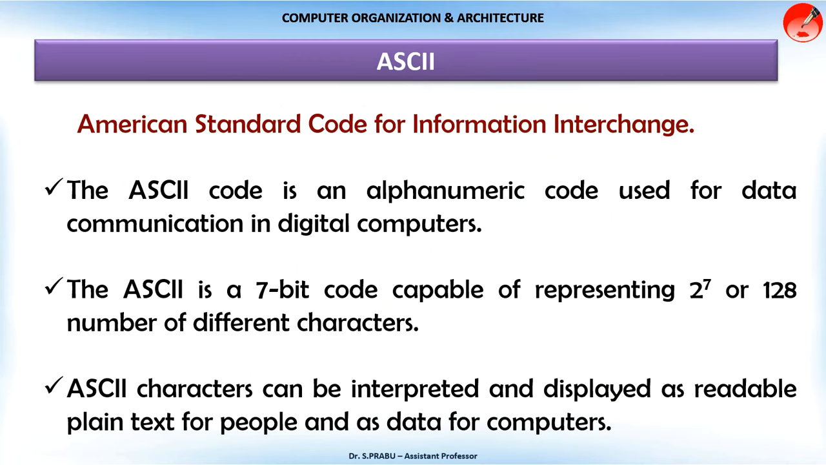ASCII is a 7-bit code, which means it can represent up to 128 different characters, including letters, numbers, punctuation marks, and control symbols. These ASCII characters are what make text readable for us as plain text and at the same time understandable for computers as data.